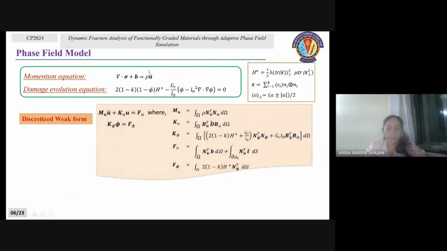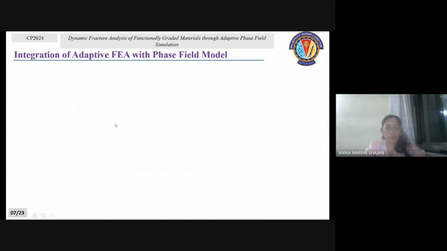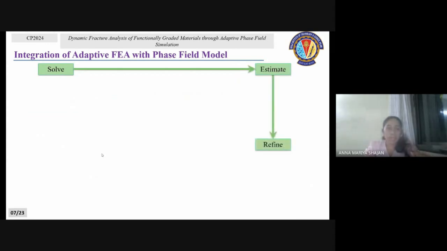So if you see that in the momentum equation, there is a second order derivative of the time. To solve that, we will use the Newmark's beta method as the time integration scheme. So, to overcome the computational challenges associated with the phase field method, we will integrate adaptive mesh refinement in the simulation process. So, for the adaptive process, we will use a systematic process, that is solve, estimate, refine, project. So, we will continue this process.